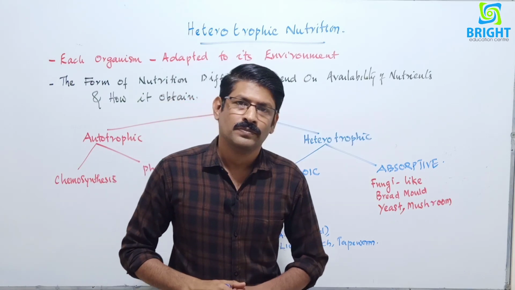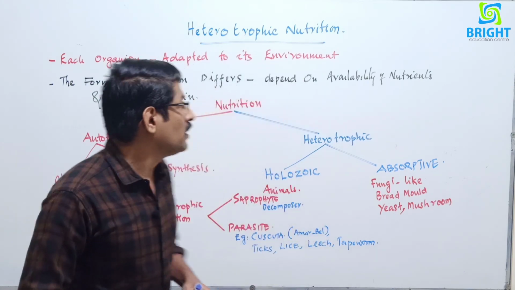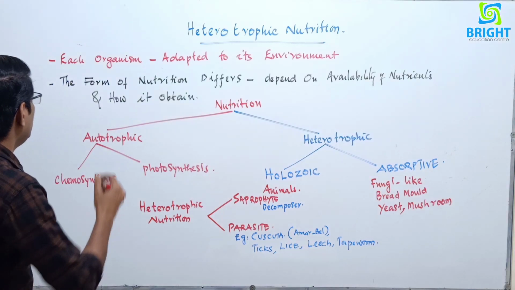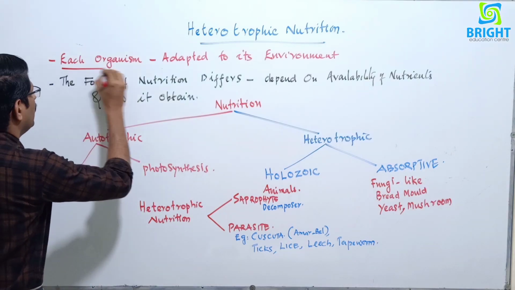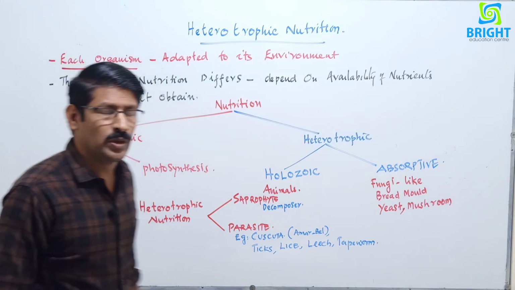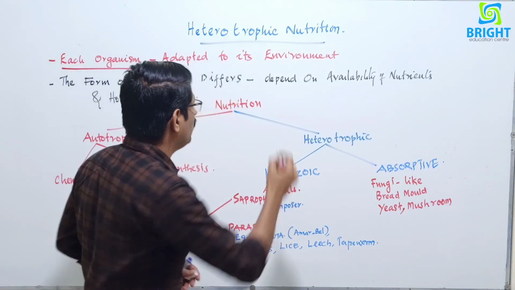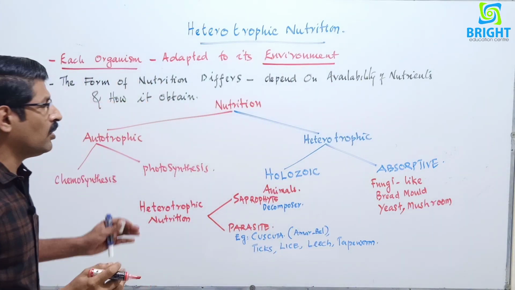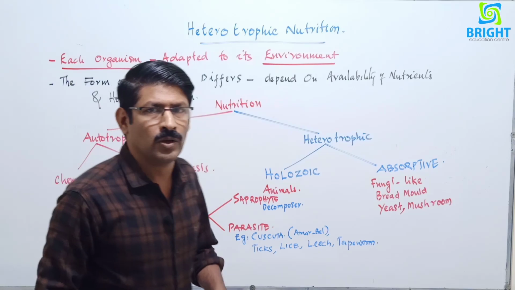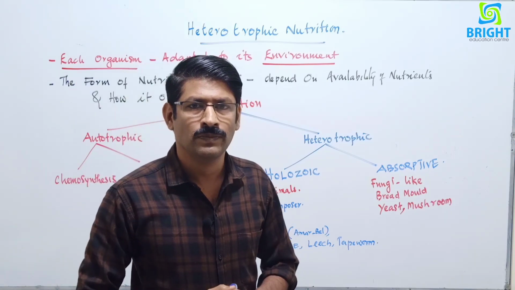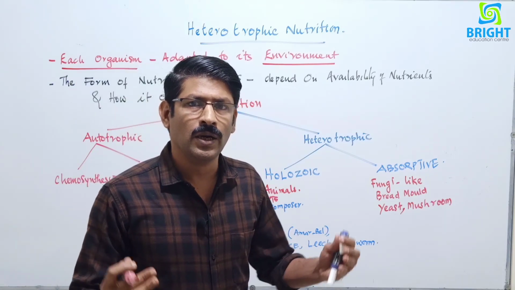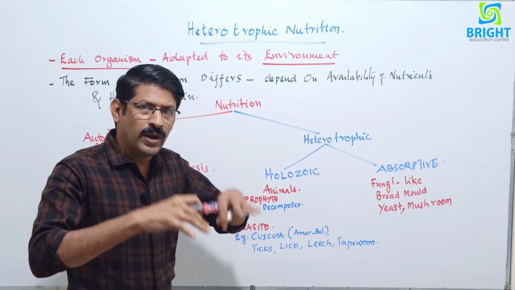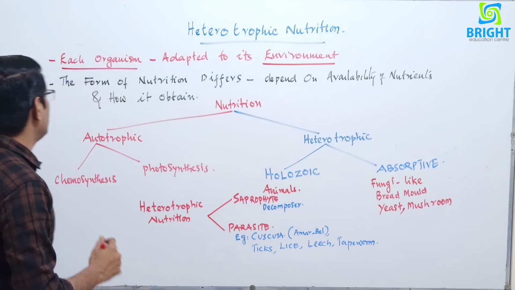Hi students, today we are discussing the heterotrophic mode of nutrition. We know each organism in the biosphere is adapted to its environment. We know the environment is the immediate surrounding of the organism. So the organisms living in a particular part of the environment or biosphere take different raw materials from the environment, and they are well adapted in the environmental system.